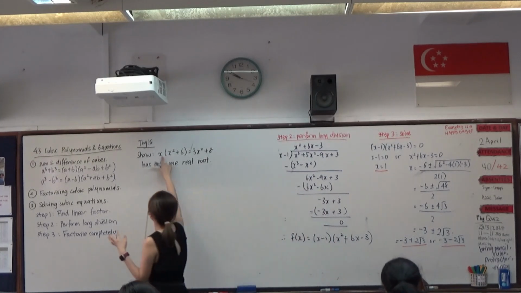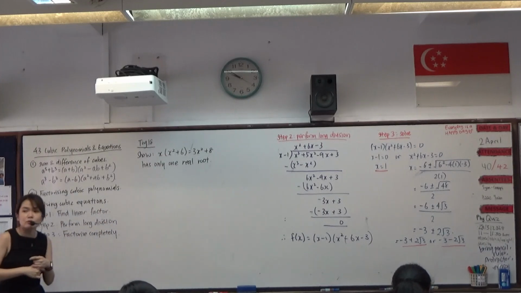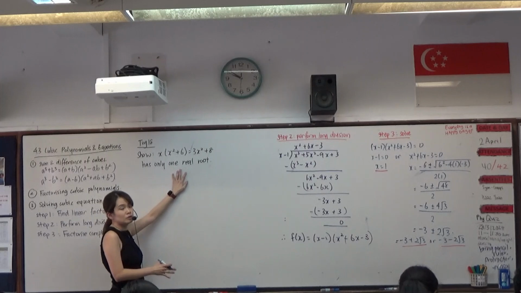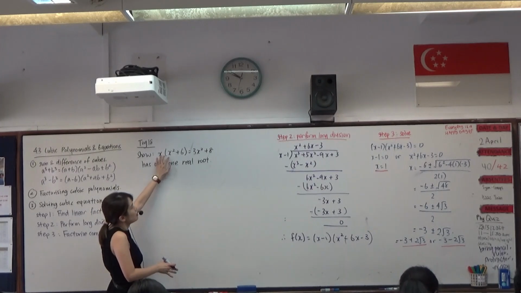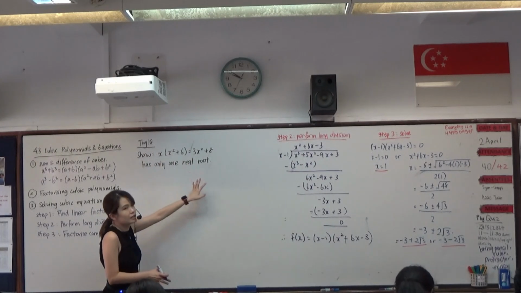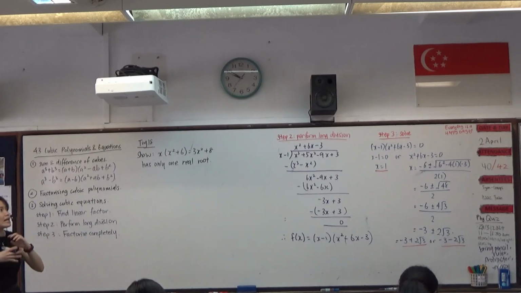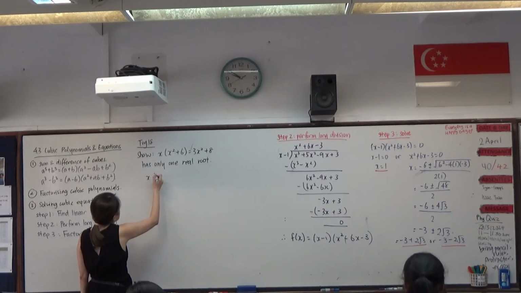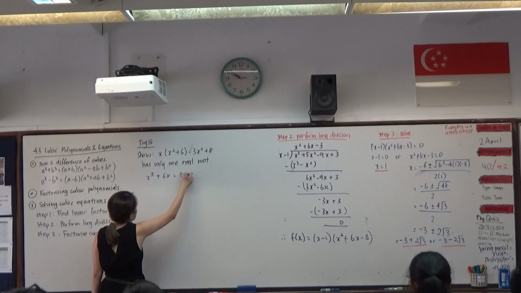Because when I expand this, x times x squared, I'll get x cubed. So we cannot have a definition of discriminant for a cubic equation. But eventually we may need to use it, to justify that there's only one real root. So first of all, when we have this equation over here, what would you naturally want to do? Expand, and then simplify. So expanding it, I will get x cubed plus 6x equals to 3x squared.